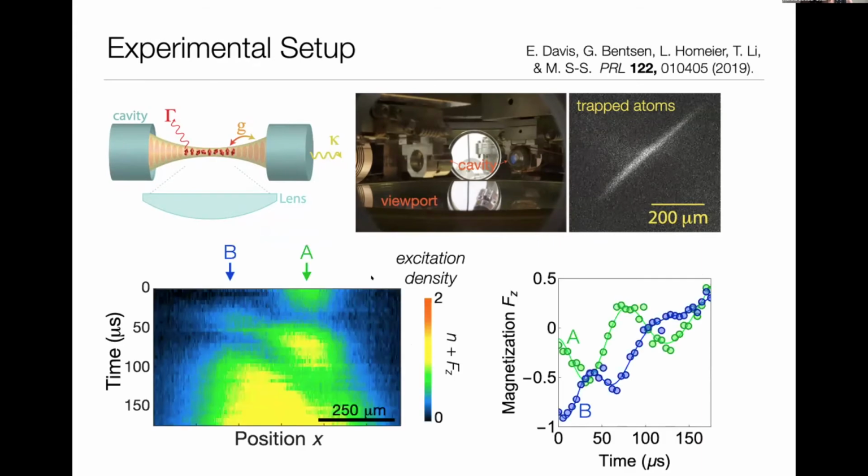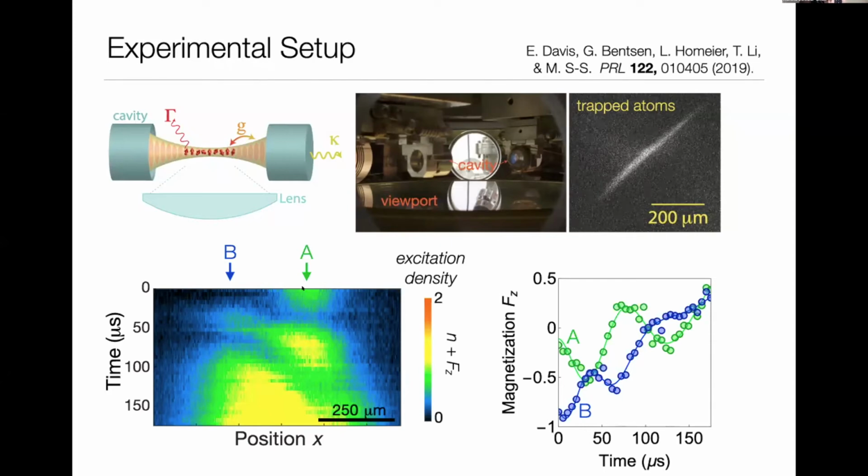So for example, here we're taking pictures from below. Here's an experiment where we initialized the system by putting in some spin excitations. So the cloud extends over this full range, but we put some spin excitations in region A here. And at time t equals zero, we turned on the drive field and just watched where the spin excitations go. So I'm just basically summing over the transverse direction of the cloud, and each row is showing me the spin polarization as a function of position in the long direction.